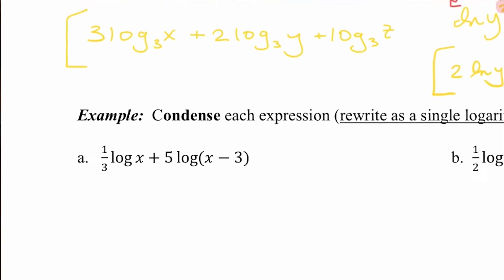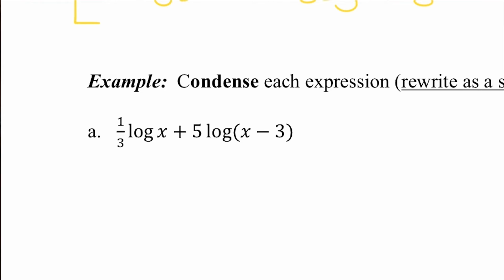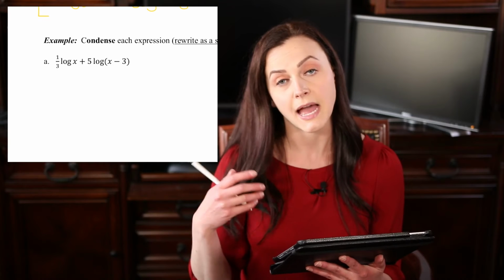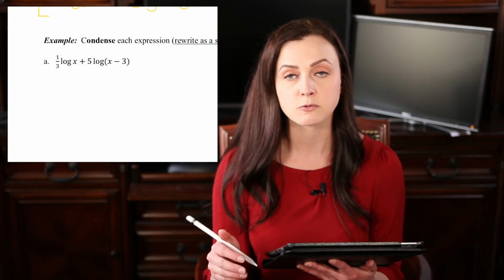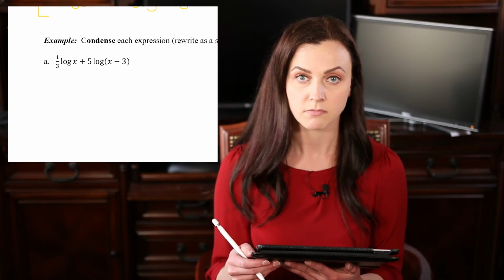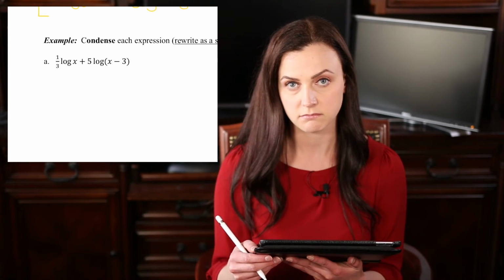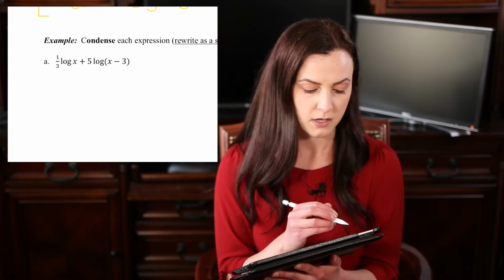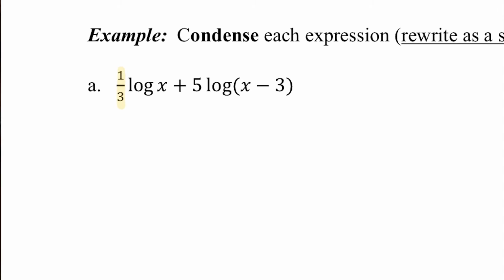So our first example is this one right here. Now remember, the last step we did on those other 2 examples was move the exponents in front. So if now we're condensing, that's going to be the first step. So I have a 1/3 in front and a 5 in front. Those are going to come back up and be exponents. So this would be log of x to the 1/3 power plus log of x minus 3 to the 5th.